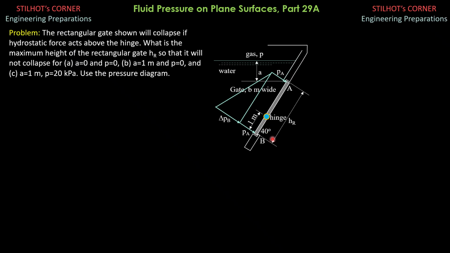But since there are two parts, the triangular part, the pressure here I call delta P sub B, which is the difference in pressure between that at A and at the bottom B. And it is HR sine 40 degrees, the vertical distance between them. And since this is water, delta P sub B is the specific weight of water, gamma of water, 9.81, times the vertical distance between A and B, which is HR sine of 40.